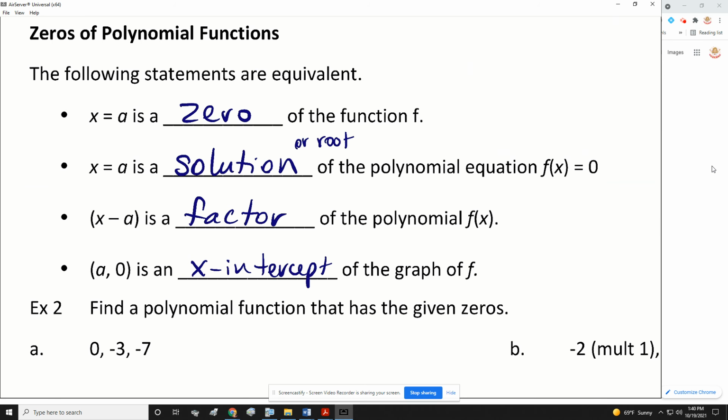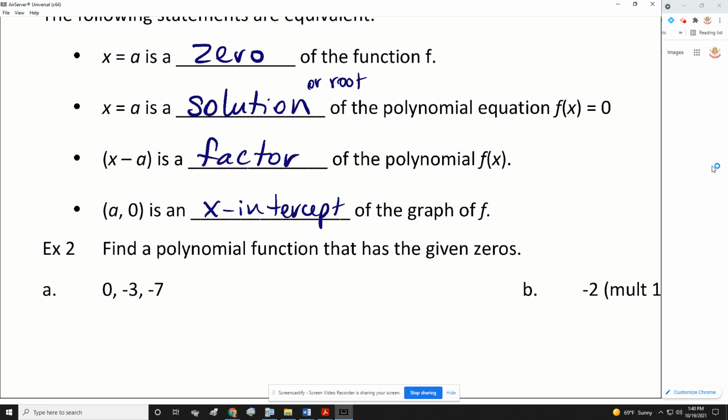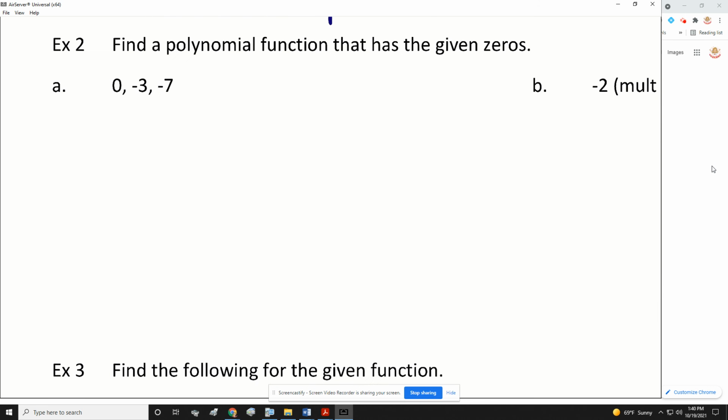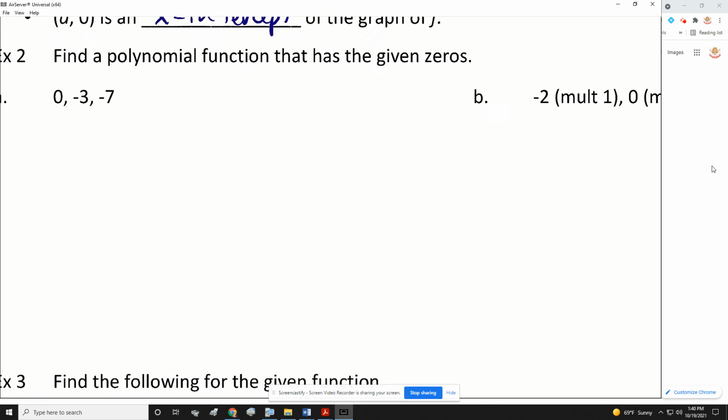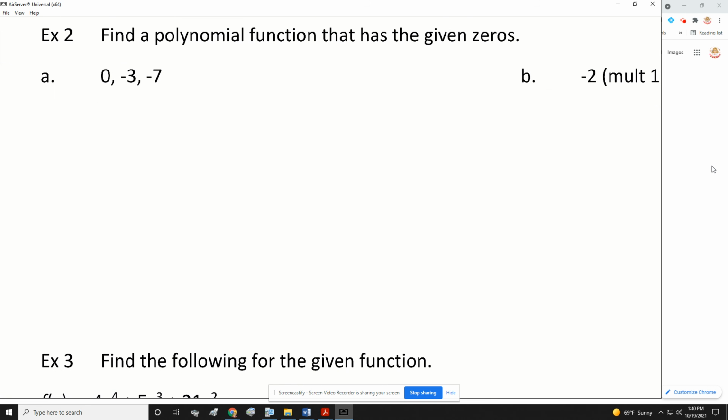And then we can also talk about how it's a factor. On example 2, we're going to use that idea about a factor. We know the zeros of a polynomial function, and on the second part, we also know the multiplicity of those zeros, and we're going to find a polynomial function that has the zeros. It's not going to be the only polynomial function that has those zeros, but it will be one that does. So if 0 is a zero, then x minus 0, or just x, is a factor. If negative 3 is a zero, x plus 3 is a factor. And for negative 7, x plus 7 would be a factor. So that's the beginning. Now I do want you guys to multiply these out.